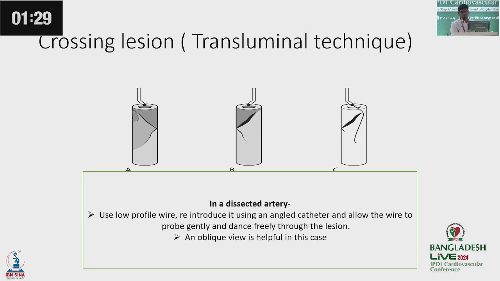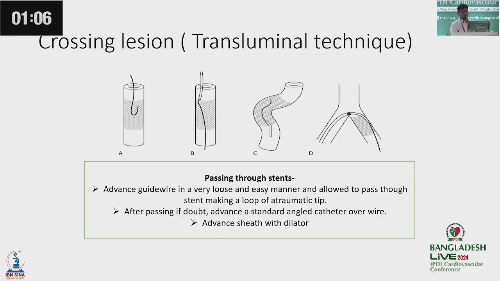And in a very common scenario, there might be some dissected vessels. So what will you do? You will take a low profile wire, that is a 0.14 or 0.18 inch wire. You change the view, that is the oblique view. Then you will put a catheter or the guide wire through the vessel and slowly and gently probe it and try to re-enter into the lumen again.